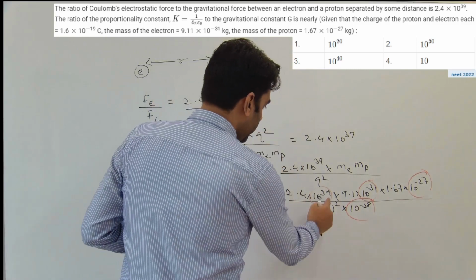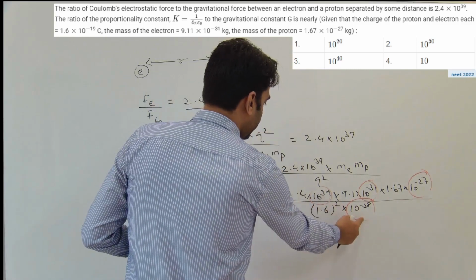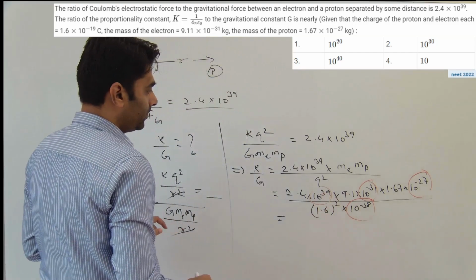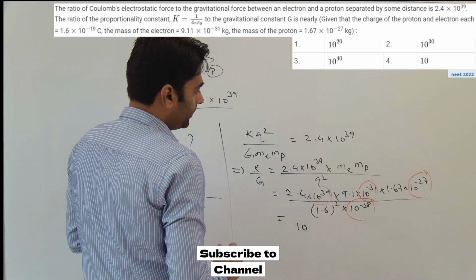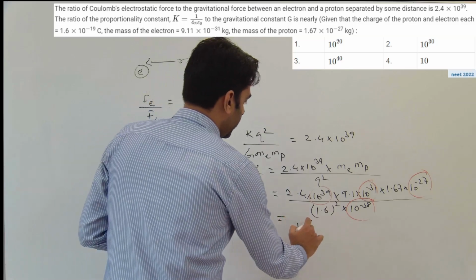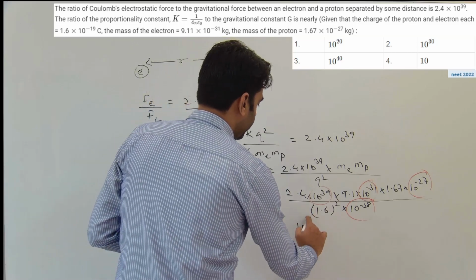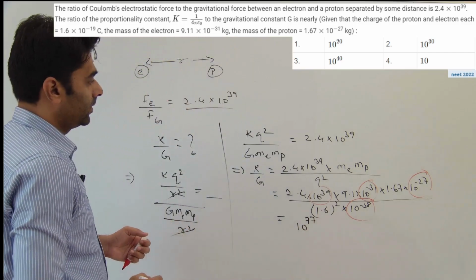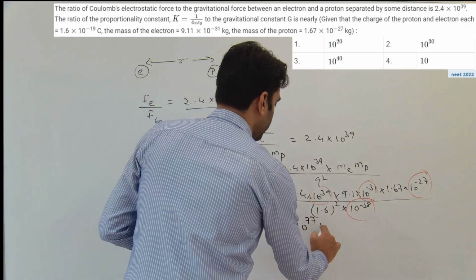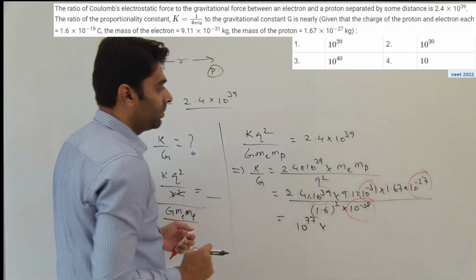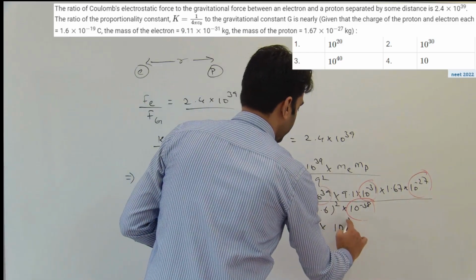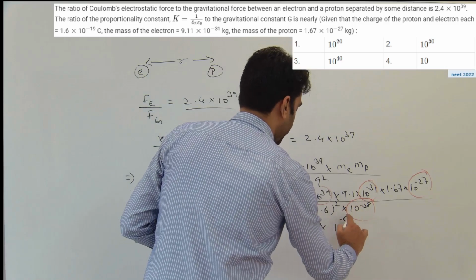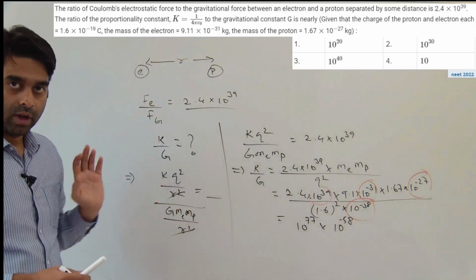This is 10 power 39, and this is 10 power minus 38, so it will become 10 power 77. Into this, 10 power minus 31 and 10 power minus 27, so we will get 10 power minus 58 over here. I hope this point is clear.